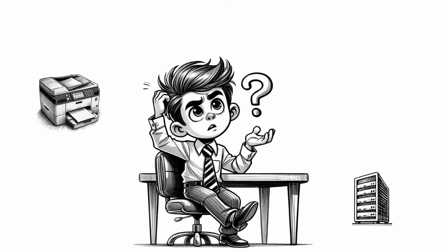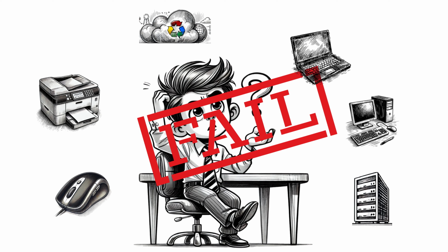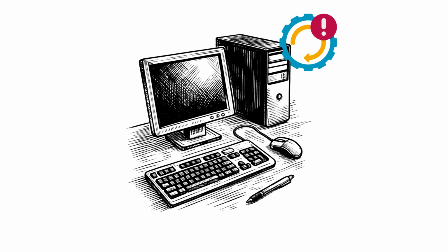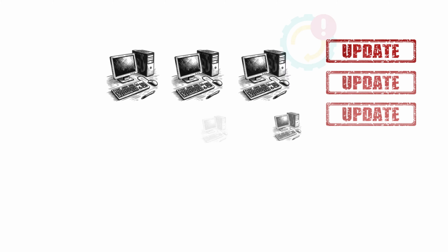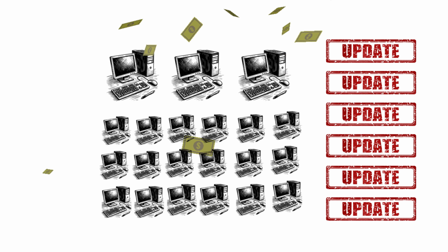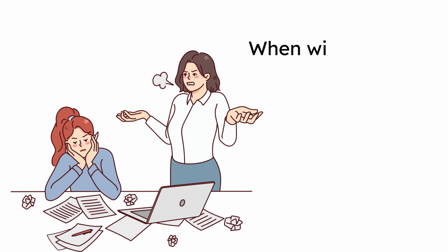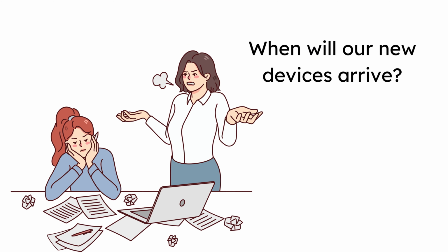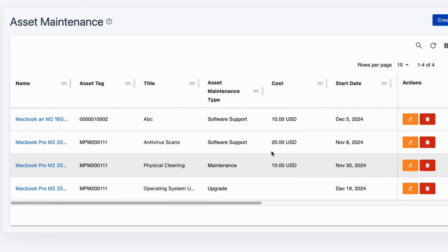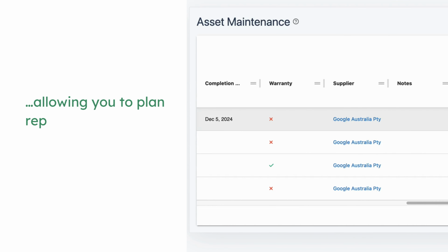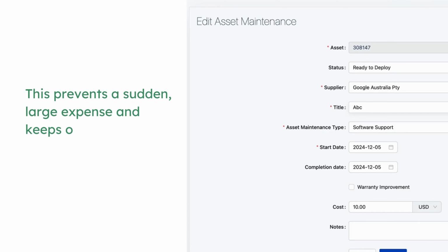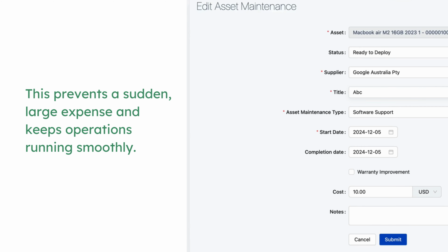Now picture this. One day, several of those machines start failing. Say, 5-year-old devices struggling to run new software updates. Replacing them all at once could cost tens of thousands of dollars, plus the lost productivity while employees wait for new equipment. With an ITAM process, you avoid that mess. It monitors the age and condition of every device, allowing you to plan replacements gradually over time. This prevents a sudden, large expense and keeps operations running smoothly.